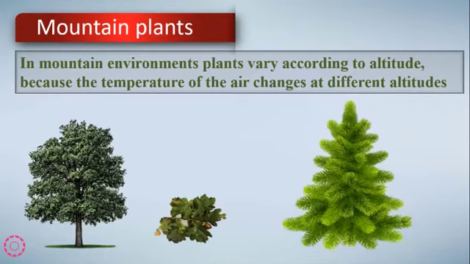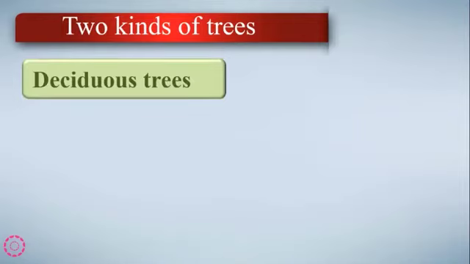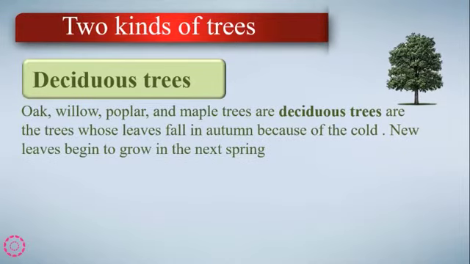We have some special trees, for example, pine. Two kinds of trees. Deciduous trees can adapt to the environment. Oak, willow, poplar, and maple trees are deciduous trees.